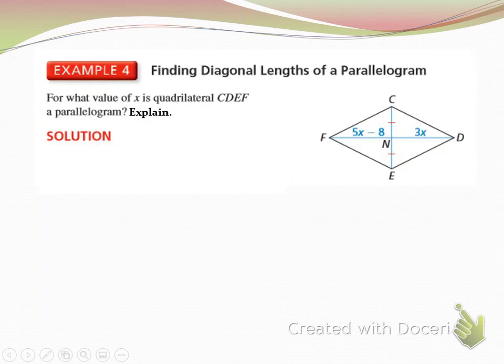Just going to show the same thing. All right, number 4. For what value of x is quadrilateral CDEF a parallelogram? And then we're going to explain. So we are given 5x minus 8 and 3x. Are they sides, angles, or diagonals? They're diagonals. What do we know about diagonals in a parallelogram? They're bisected, which means these two halves are indeed equal to each other. Okay, so we're going to set them equal.